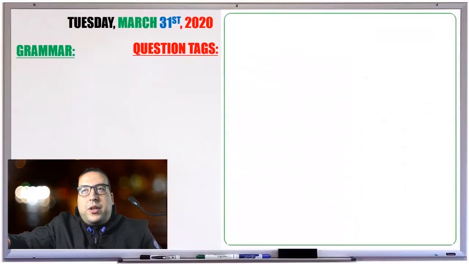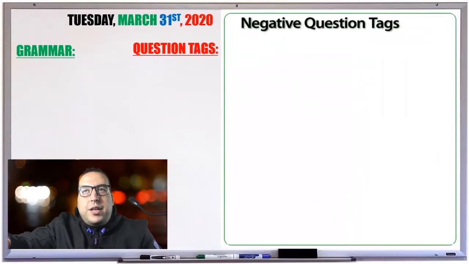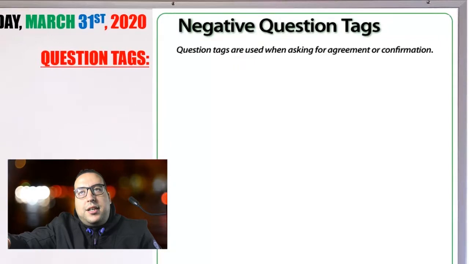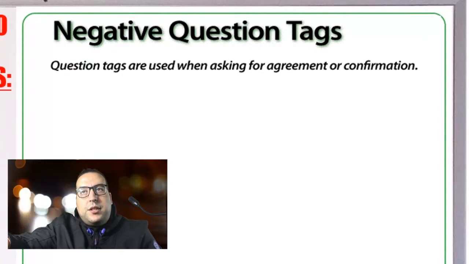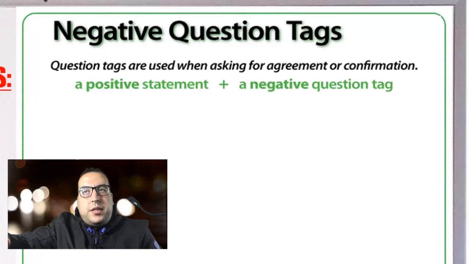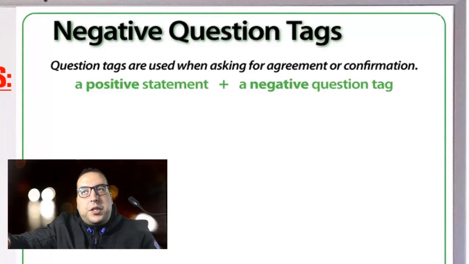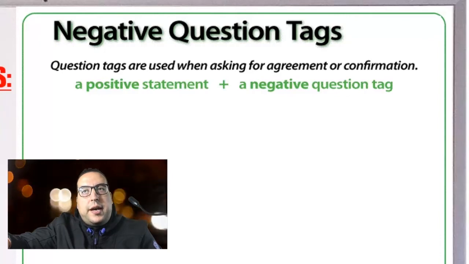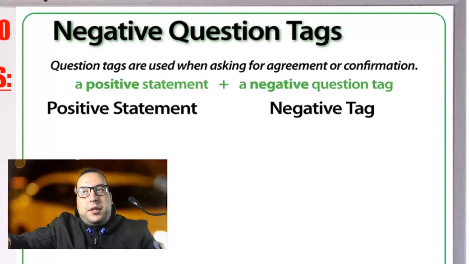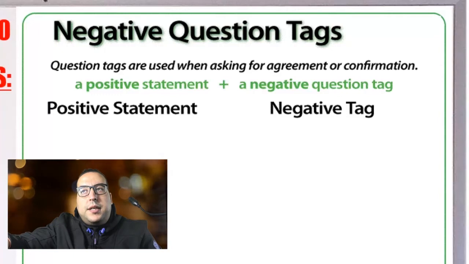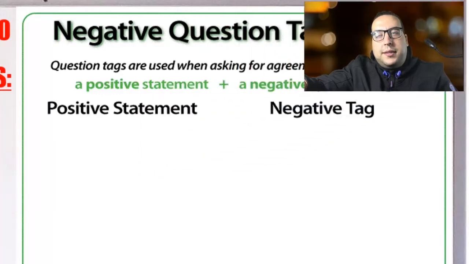Now, what are question tags? We will see the negative question tags. They are questions used when asking for agreement or confirmation. So we'll start with a positive statement and then we finish the sentence with a negative question tag. The positive statement comes at the first part of the sentence, and the negative tag question comes at the last part of the sentence.